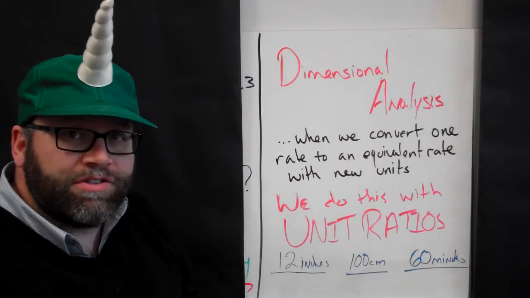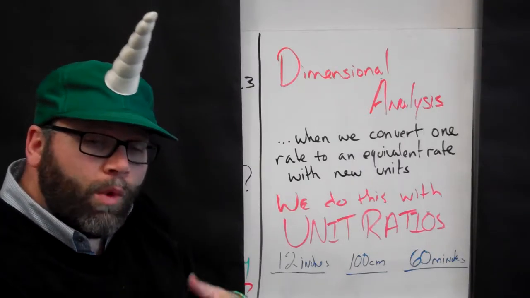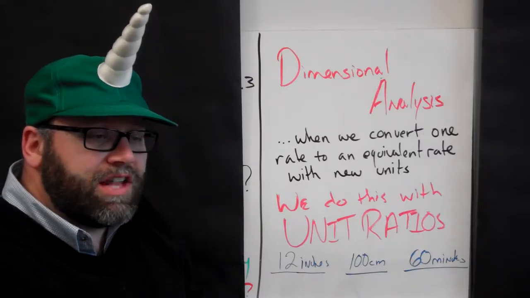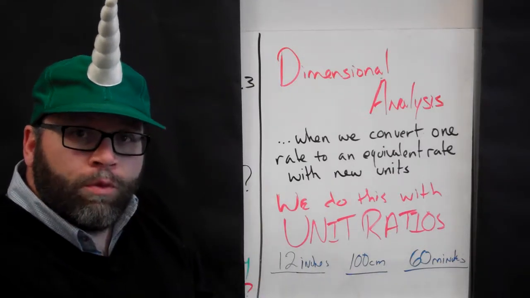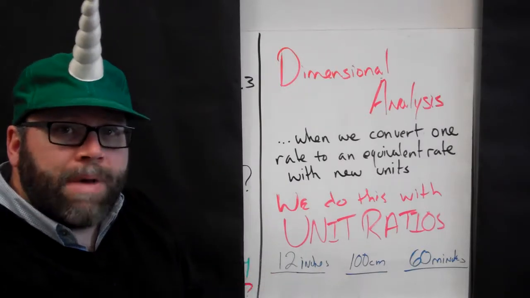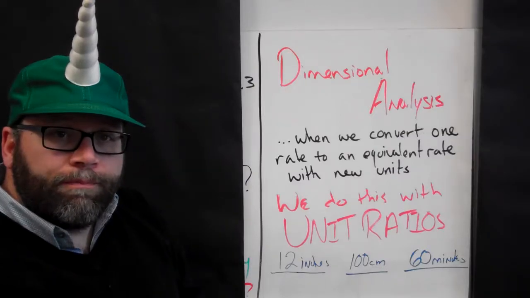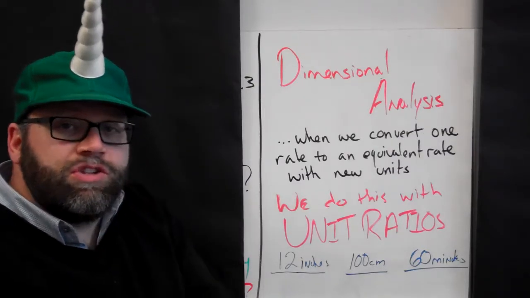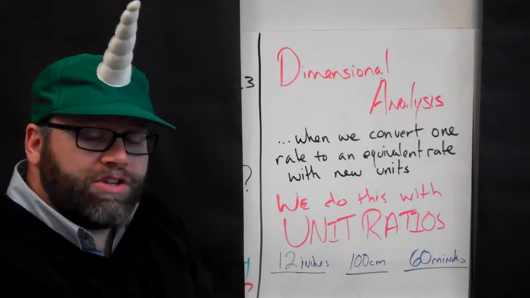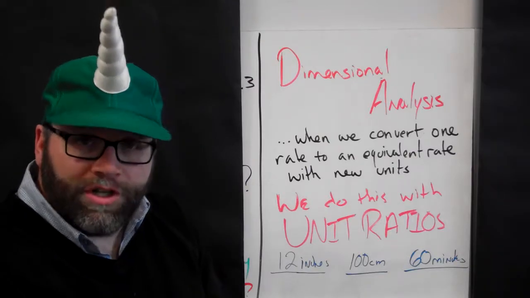Well, in dimensional analysis, what we're doing is we're converting a rate from one set of units to another set of units. For instance, if we have something that's labeled in feet per second, we would use dimensional analysis to convert that to something like miles per second or feet per minute. Consequently, what we're going to be using is unit ratios. And unit ratios are when you have ratios that describe the same size but in different units.